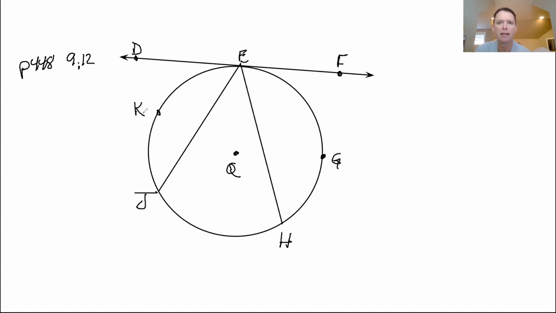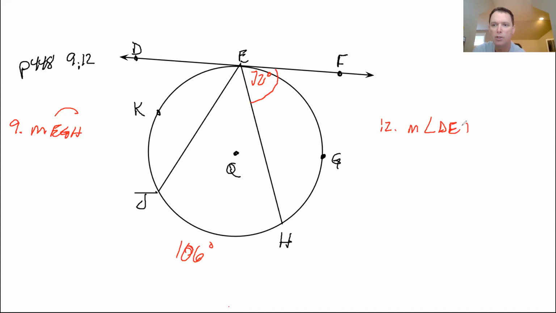We have these measures that are kind of unusual. 72, but 72 degrees, just to be clear, is the angle between this chord EH and line EF. That's why I want to do this. It's a little bit confusing. This is 106. Okay, so number 9 is asking for the measure of arc EGH, and number 12 is asking for the measure of angle DEJ.